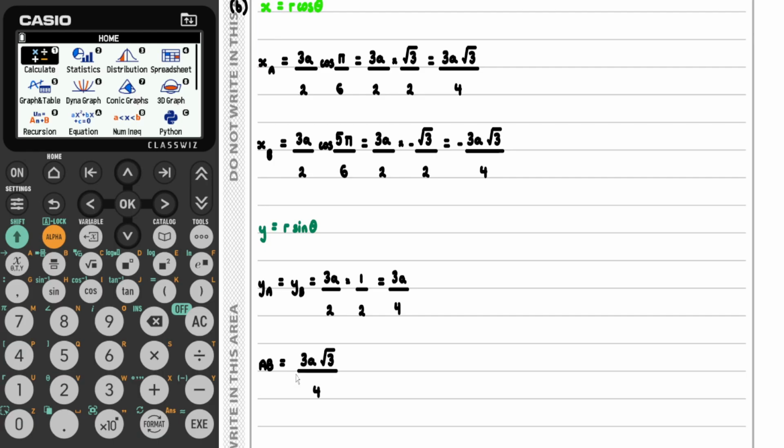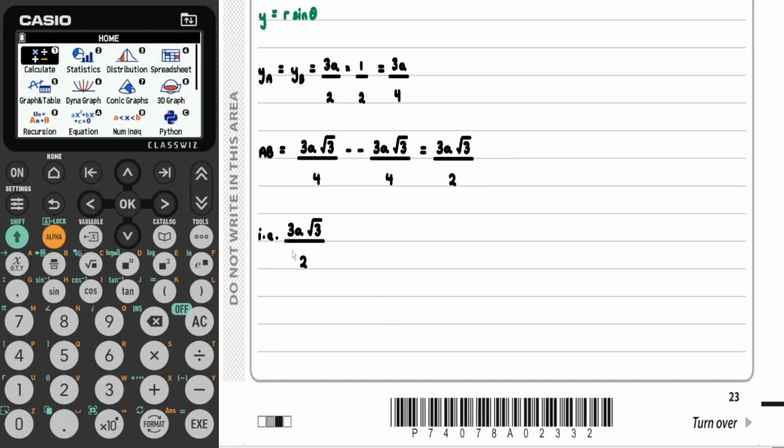So AB will equal 3a root 3 over 4, subtract negative 3a root 3 over 4, which is 3a root 3 over 2. So we set this 3a root 3 over 2 equal to 10, and solving for a, you will find a to equal 20 root 3 over 9.